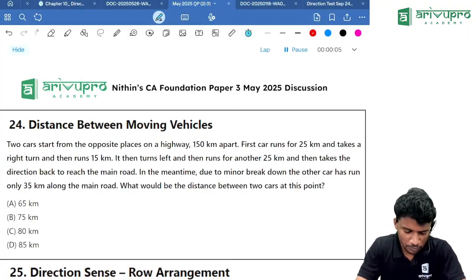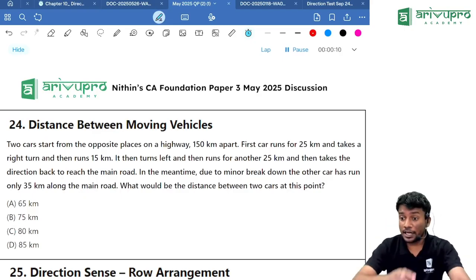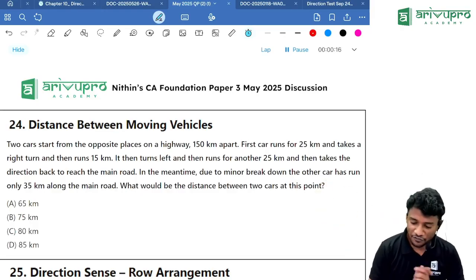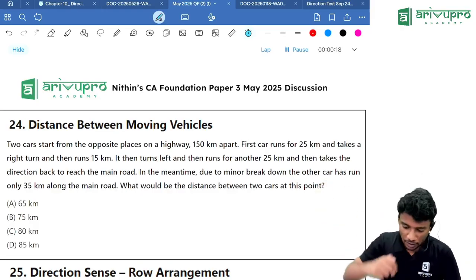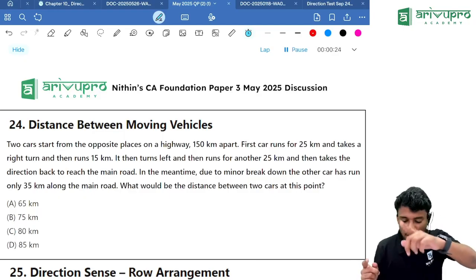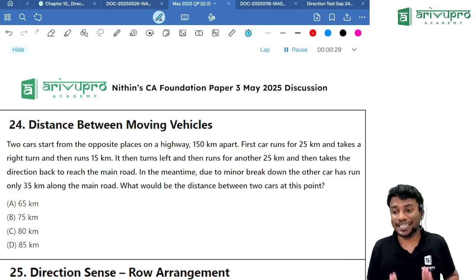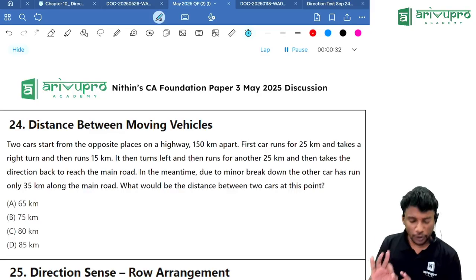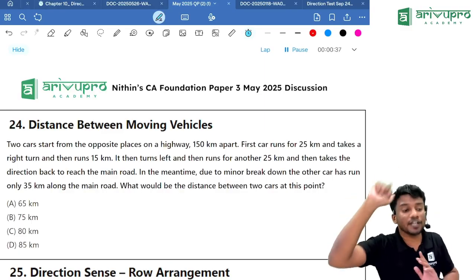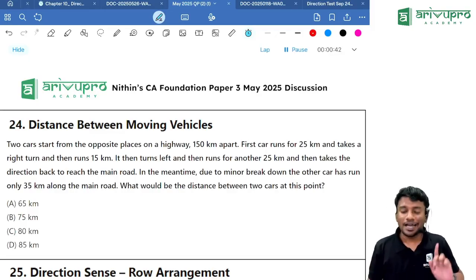Two cars start from opposite places on a highway, 150 kilometer apart. What is the distance between both of them? 150 kilometer. Then the first car runs for 25 kilometer, then takes a right turn and runs for 15 kilometer. Then it takes a left turn and runs 25 kilometer, then takes the direction back to the main road. In the meantime, due to a minor breakdown, the other car ran only for 35 kilometer along the main road. What would be the distance between the two cars at this point?